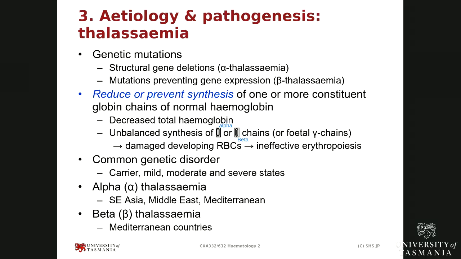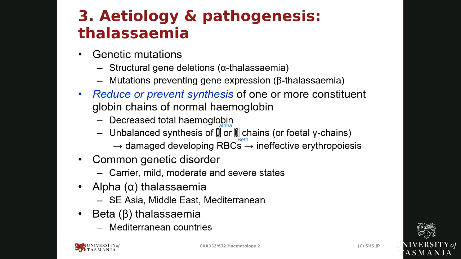But the 2 main variants of classical thalassemia are alpha thalassemia and also beta thalassemia. Alpha thalassemia is quite common in Asia, the Middle East and the Mediterranean region, whereas beta thalassemia tends to be more localized to the Mediterranean population.